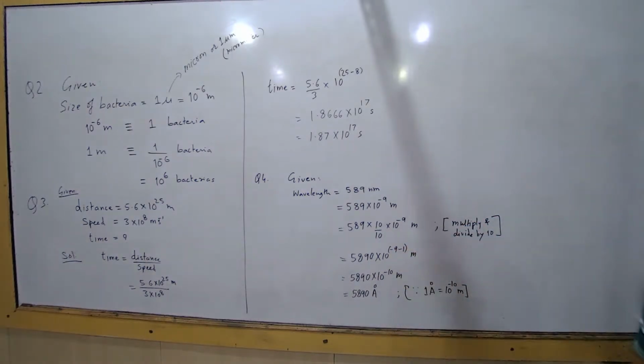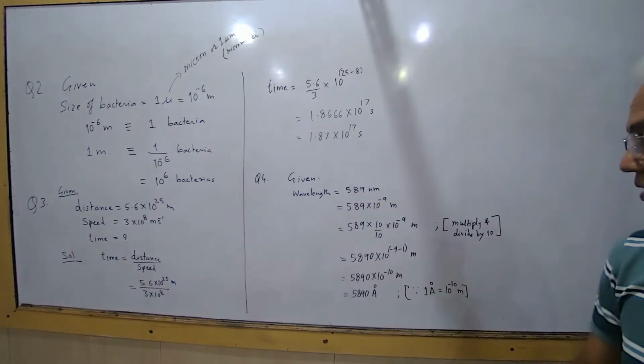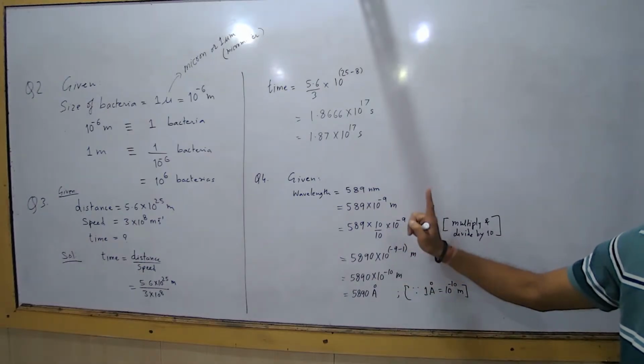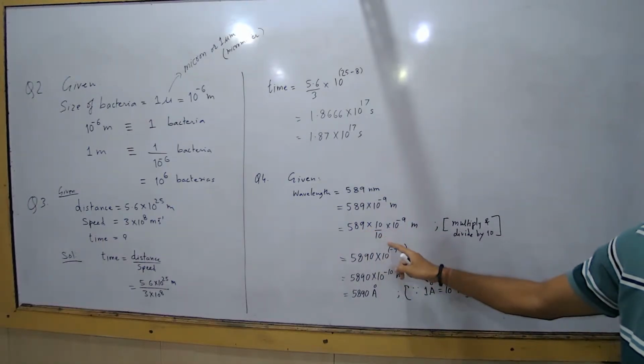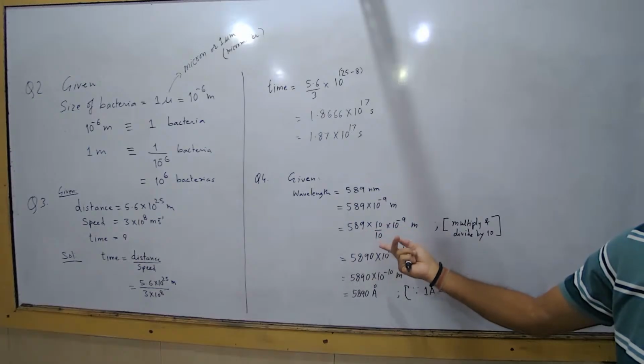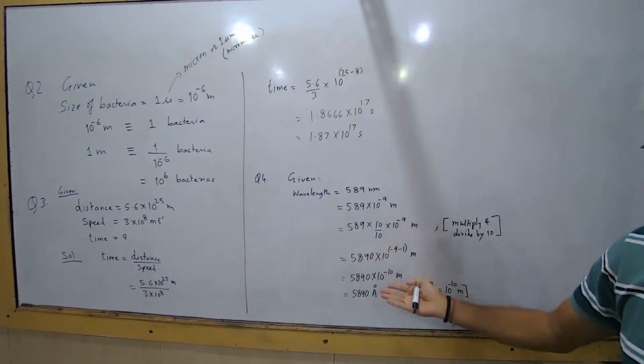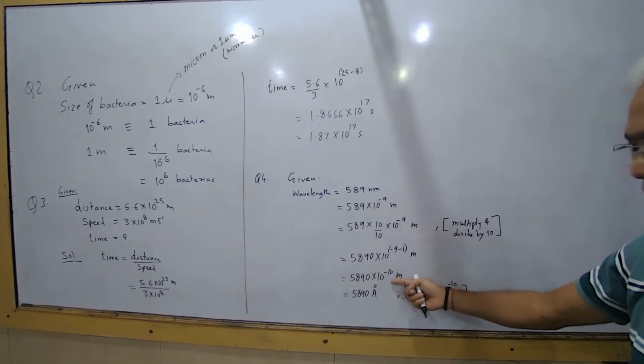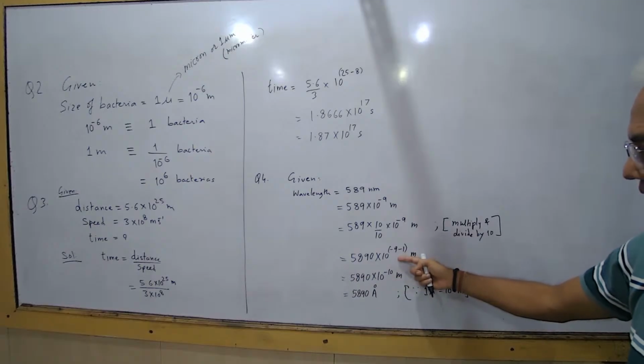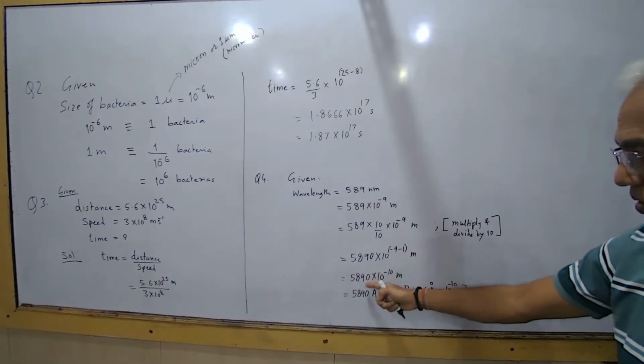We can do this, no? In mathematics, obviously. What is 10 by 10? 1. If you multiply any number by 1, does it change the value? It's a simple manipulation to get what we want. You cannot have 10 raised to minus 10 directly, no? So here also you have to do something.